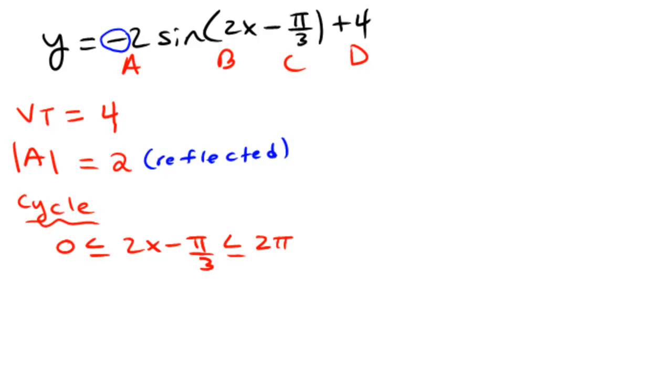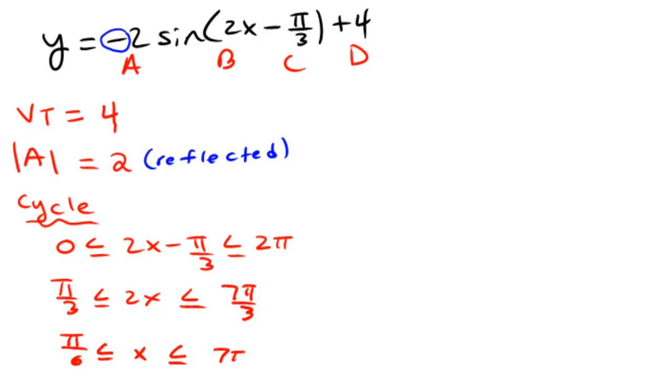So what we do is we solve for x. Adding pi over 3, we get pi over 3 is less than or equal to 2x, which is less than or equal to 2 pi. I can think of that as 6 pi over 3, and adding pi over 3 to that, it's going to be 7 pi over 3. And then I'm going to divide by 2 on all three parts, and so we get pi over 6 less than or equal to x less than or equal to 7 pi over 6. Okay, so this is where my cycle lies.